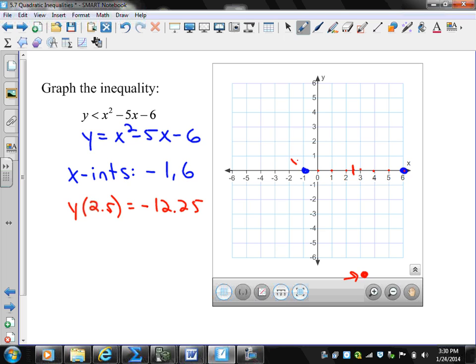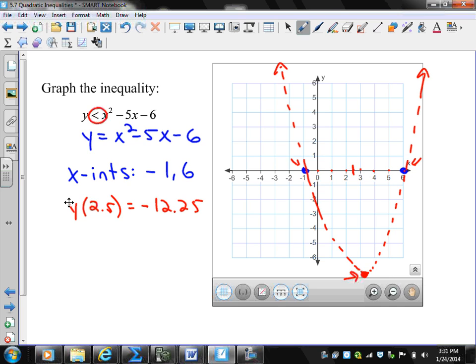But again, this is kind of old stuff as far as getting the actual graph. So what I'm going to do now is I'm going to use the fact that this is a less than symbol. It's not greater, less than, or equal to, it's just less than. So that means it's going to be a dashed line. So I'm going to start from my vertex and draw that side going up. So I've got my dashed line going there, and that really breaks us down now into two regions.